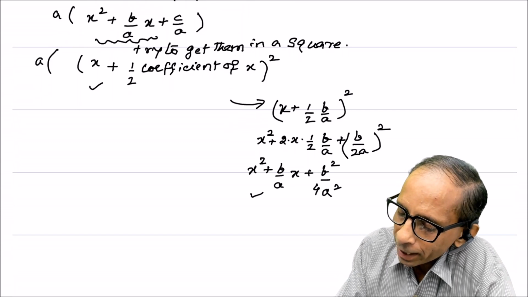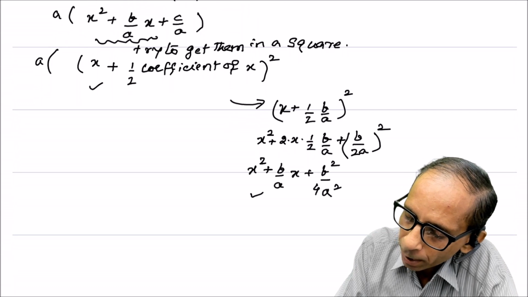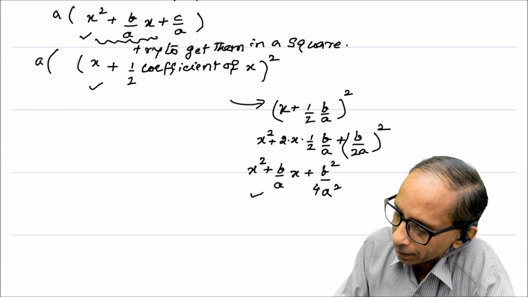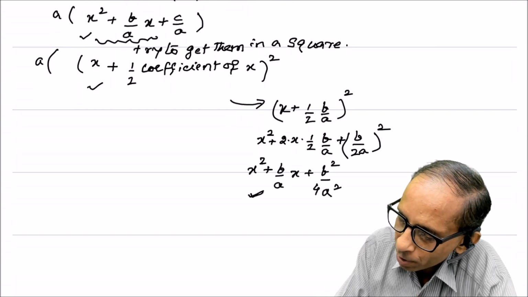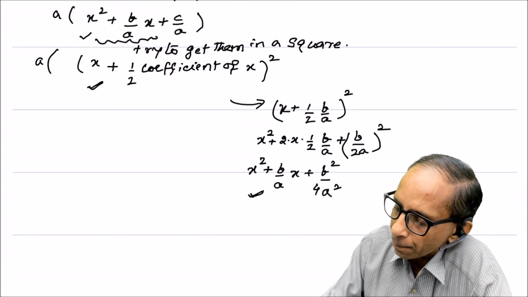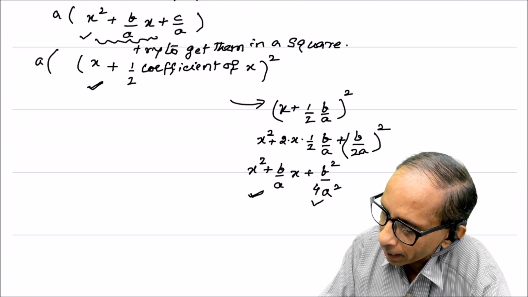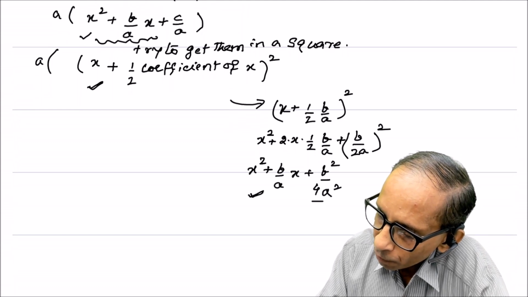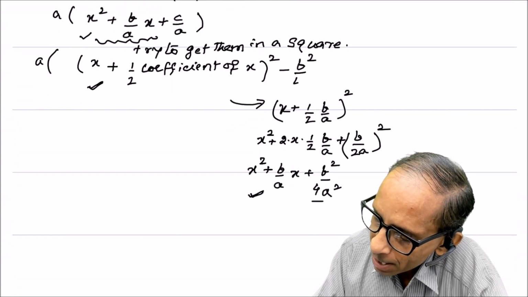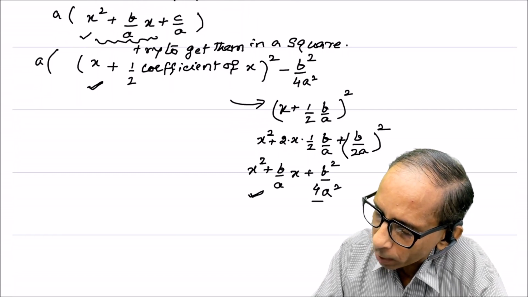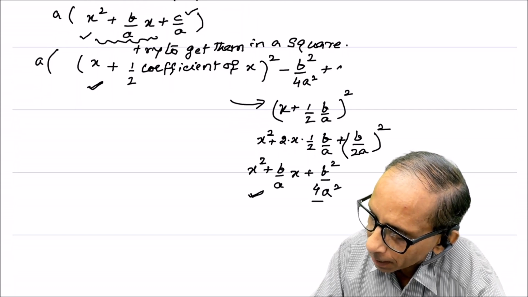We notice that x square plus b by a times x, this thing has actually come here. But in the process, b square by 4a square has come extra. So we are actually removing that term, minus b square by 4a square, and retaining this last term c by a like this.